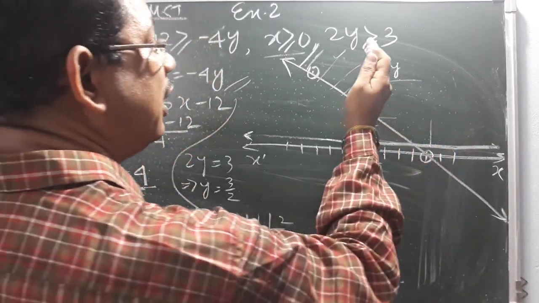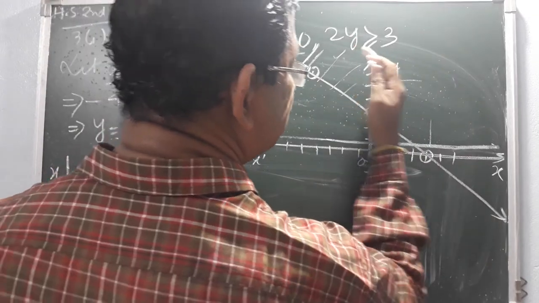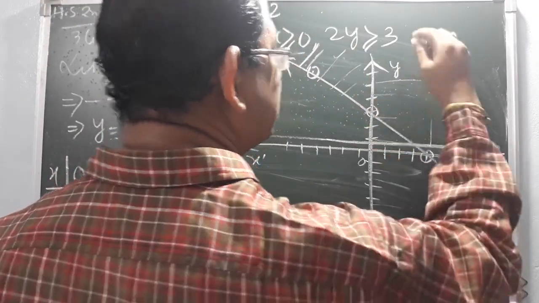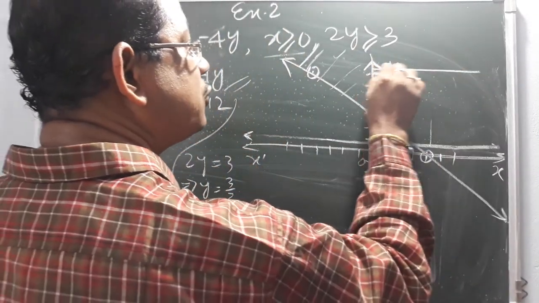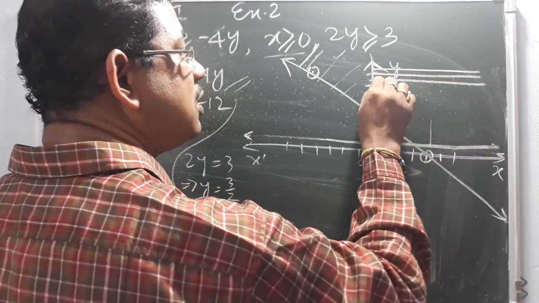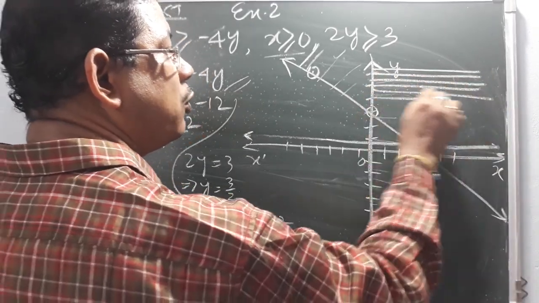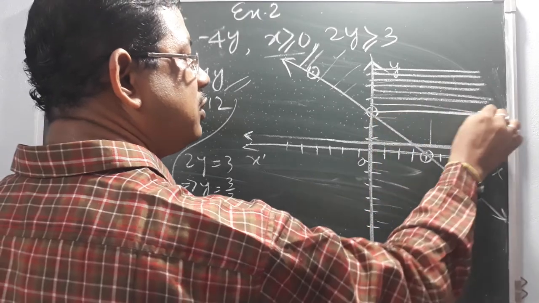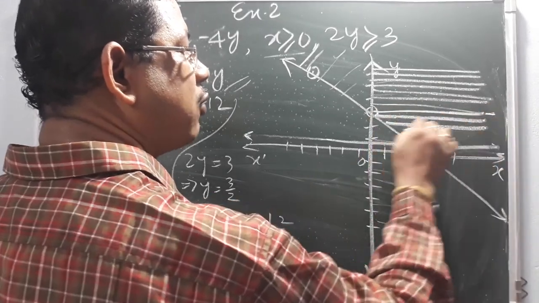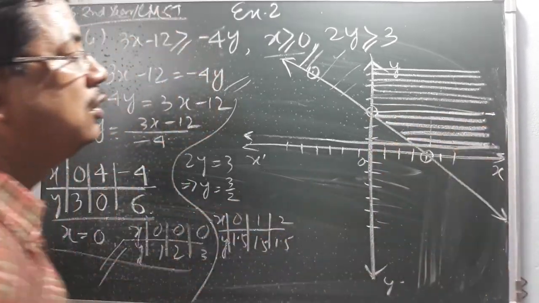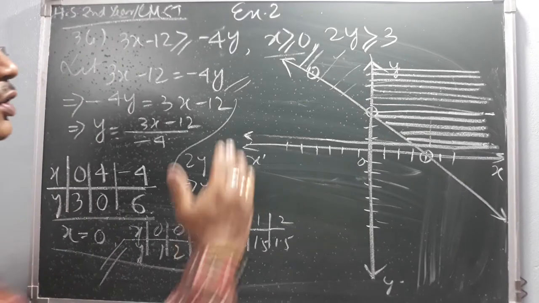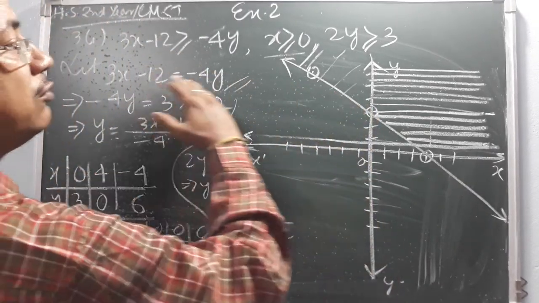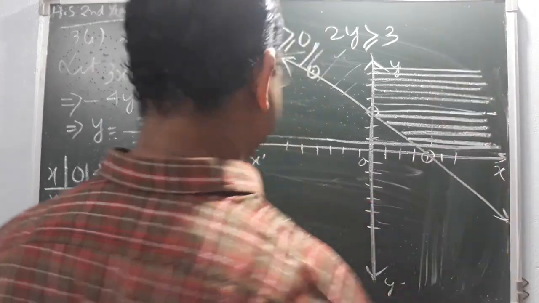Now you see, this one's upside, this one that side, and this one's upside. So what is the common shaded portion? This will be the common shaded portion. Is it according to ours? How have we taken this shaded portion? As for this graph, we shade this portion.